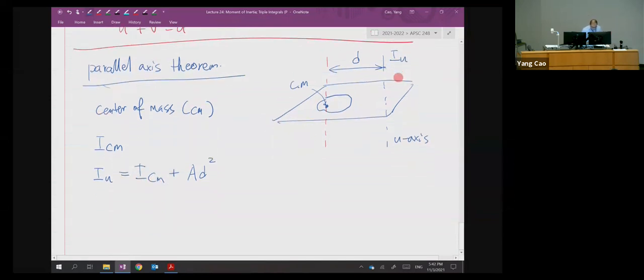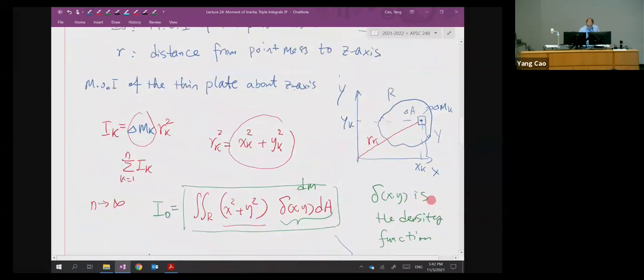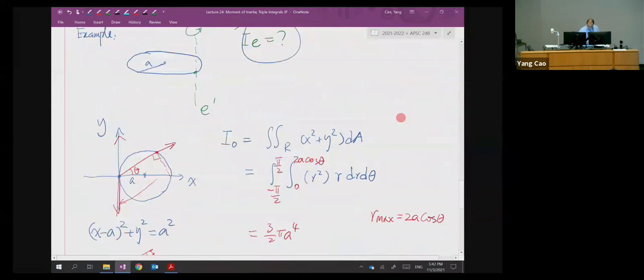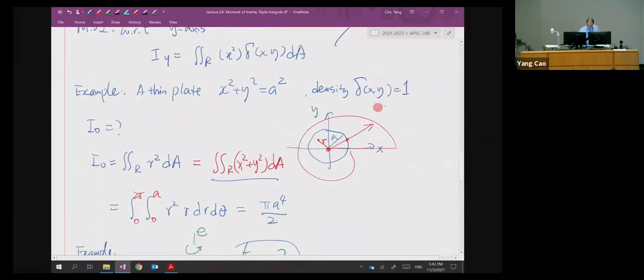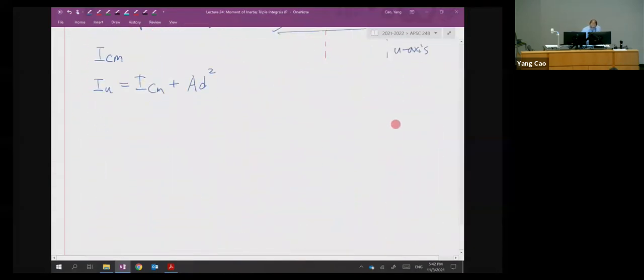So let's try this parallel axis theorem on the examples that we have done. Remember this example? First we calculated the moment of inertia of the thin plate around this z-axis, with a density of 1. So basically, for this thin plate, the center of mass is right on the origin, and then we calculated the moment of inertia about an axis passing through this origin. We did use a double integral to do all of these things, but I can use the parallel axis theorem to calculate.